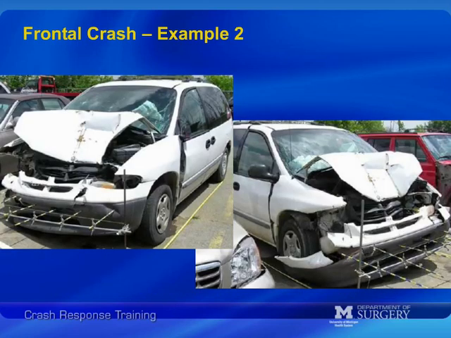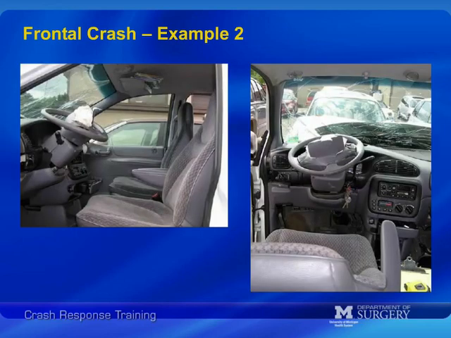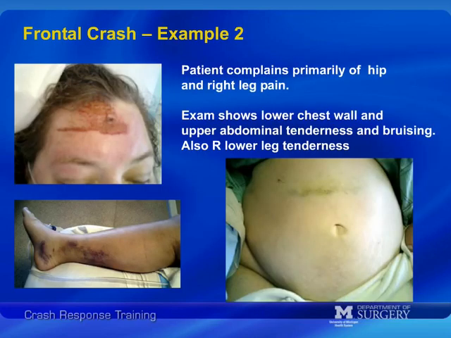This next slide shows the damage to the front of the car, moderately severe. On the inside, there's minimal intrusion. However, the steering wheel has been bent upwards and forwards. At the scene and in the emergency room, the patient complains primarily of hip and right leg pain. Exam shows lower chest wall and upper abdominal bruising and tenderness. There was also some right leg tenderness.